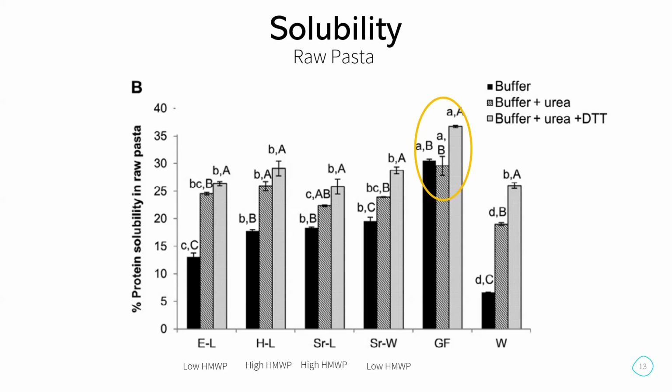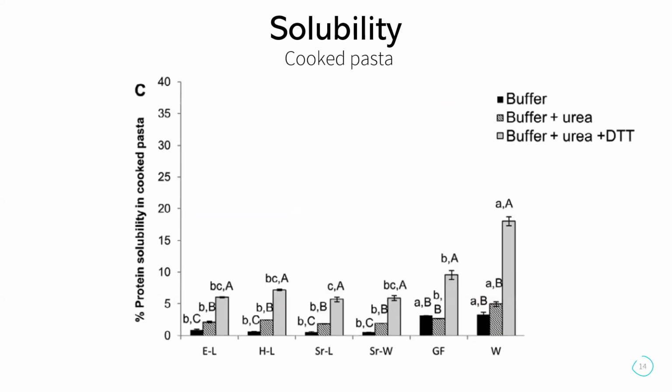And then for wheat pasta, the solubility was significantly lower than all of the other samples, and this increase was much higher, indicating that hydrophobic interactions as well as disulfide bonds played a crucial role in the stability of the gluten network. We will learn from this class that we're learning today that those two types of interactions may play a big role in the gluten network.